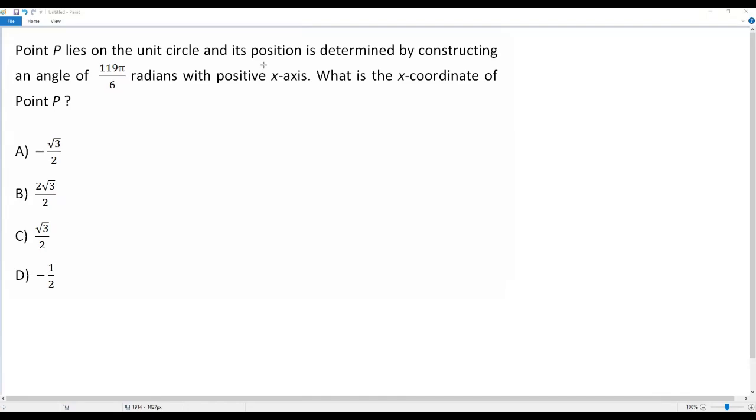Here we have a SAT math problem. Okay, let's go to the question. Point P lies on the unit circle and its position is determined by constructing an angle of 119 pi over 6 radians with positive x-axis. What is the x-coordinate of point P?